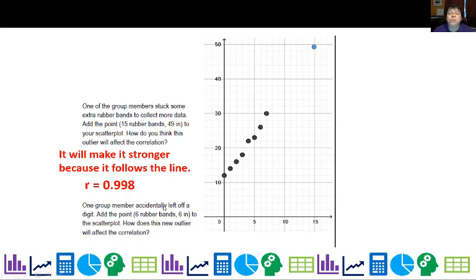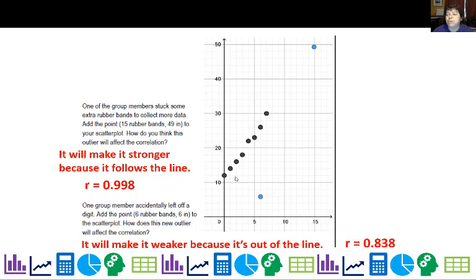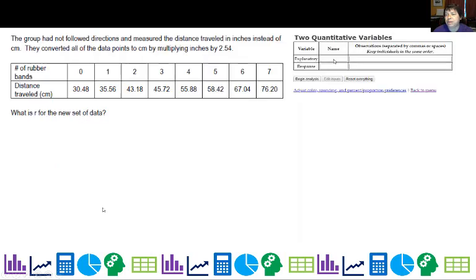Then one group member also recorded data, except he accidentally left off a digit, and he said 6 rubber bands and 6 inches. Well, we know that doesn't make sense because it's shorter than the Barbie. So how does this affect the new correlation? Well, because it comes off the line, it makes it weaker. In fact, our correlation drops to 0.838. Still strong, even with this outlier, which would be an unusual feature.